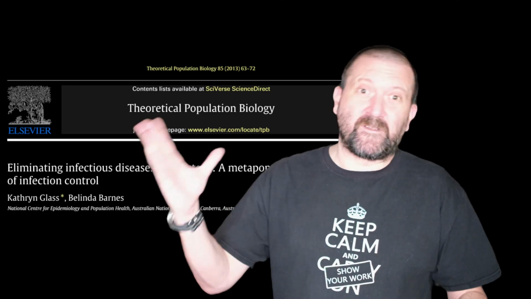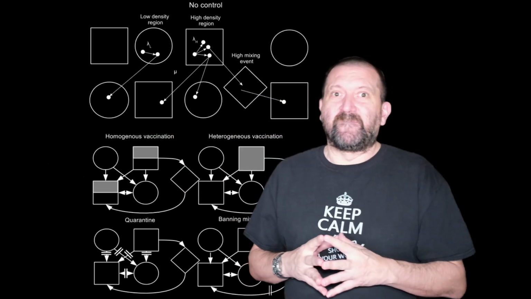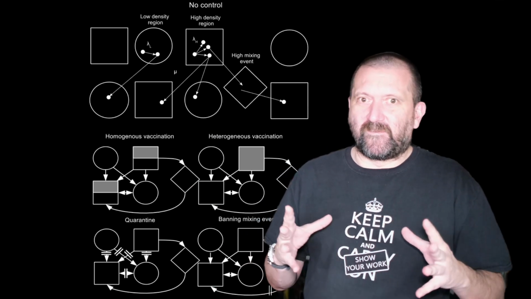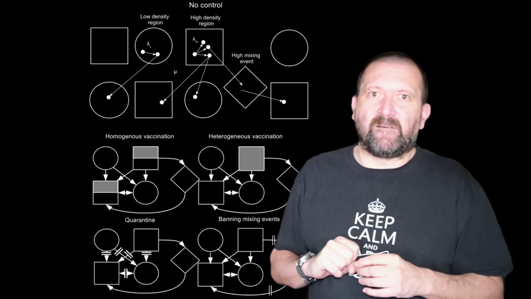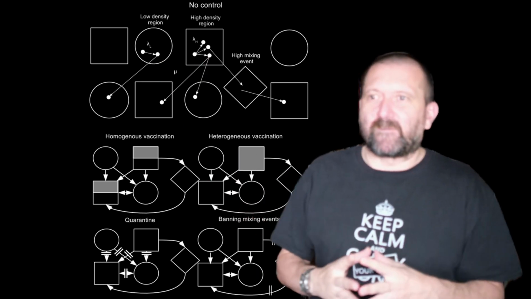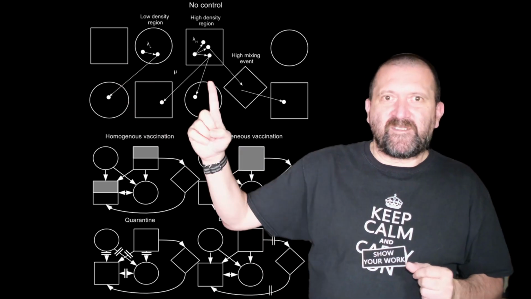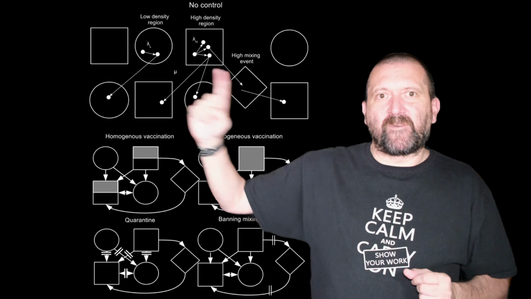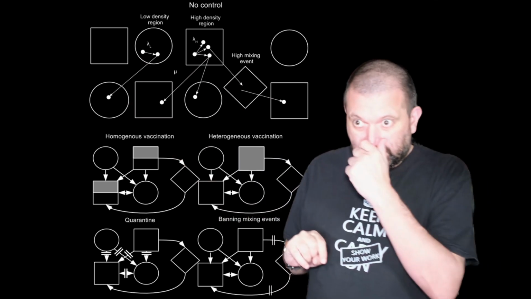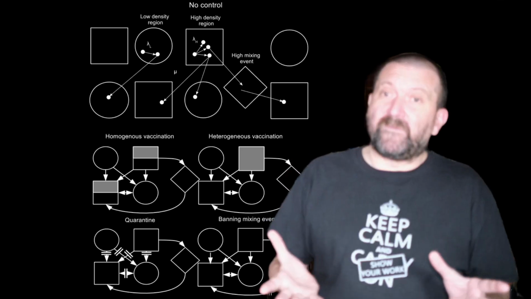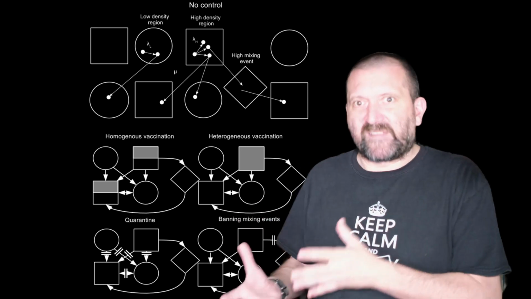I won't get into details, but we recommend taking a look. So this is what happens in terms of the model scenarios. At the top here, you have the model in terms of what happens without control. The squares are high density regions, the circles are low density regions. What distinguishes them is their local mixing rate.